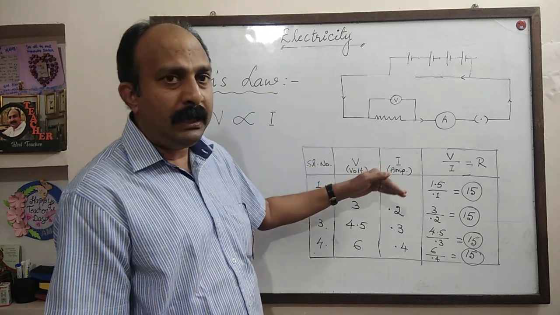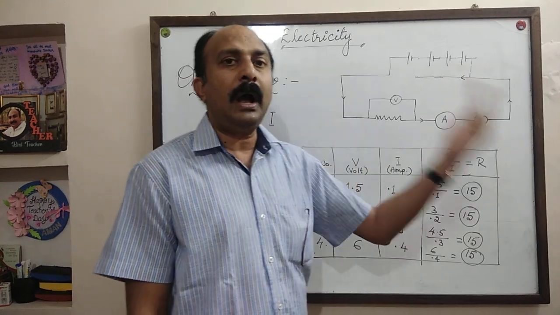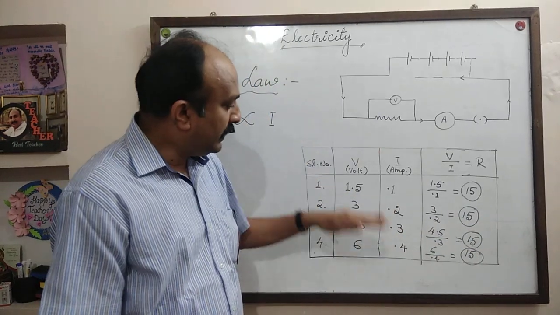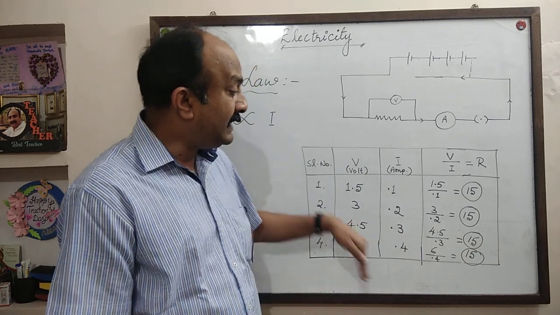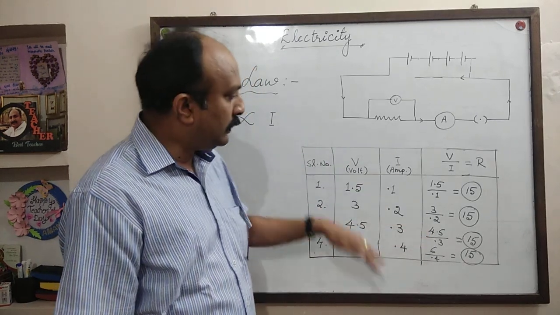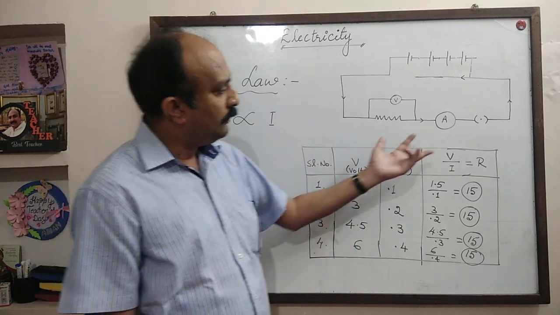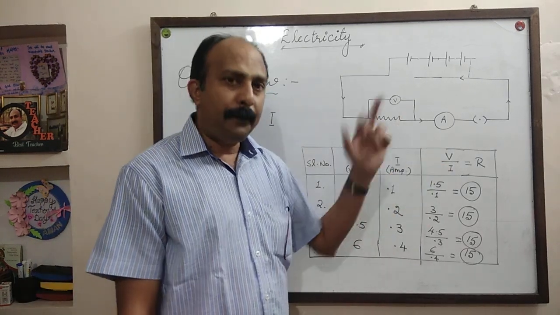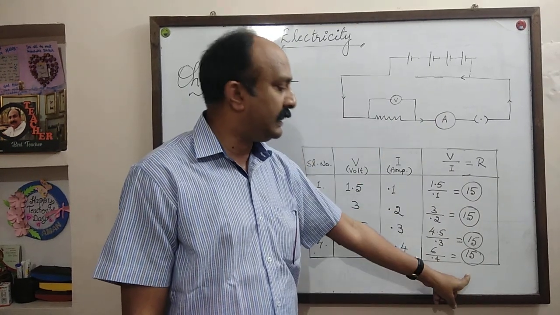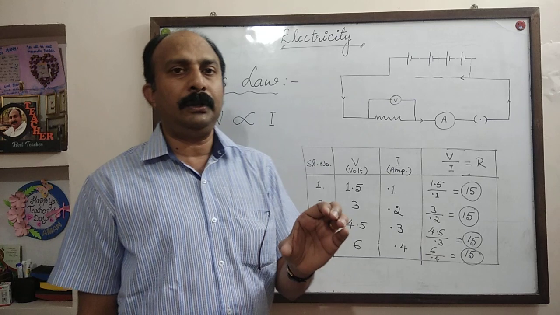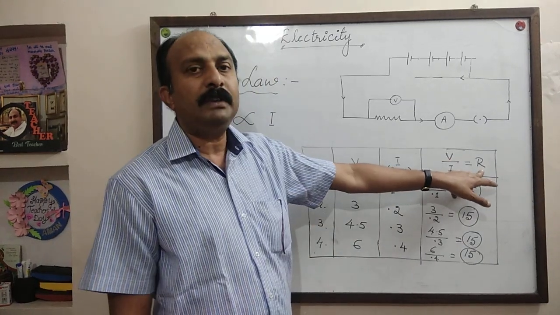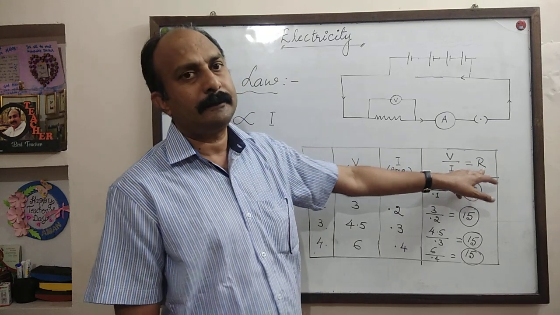Whenever we increase V, in the same ratio, I will also increase. Or whenever we decrease V, in the same ratio, I will also decrease. Since both are in the same ratio, when we do V upon I, you will get the same value everywhere, the same answer everywhere. That same constant value is called capital R, which is known as resistance.